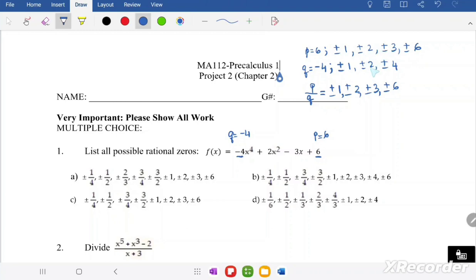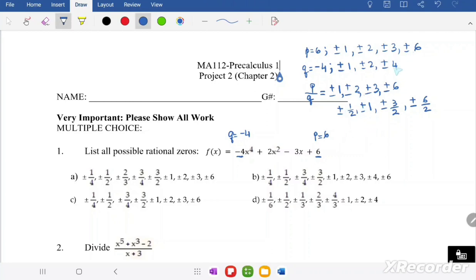The next set will be using plus minus 2 in the denominator. All right. So that would be plus minus 1/2, plus minus 1, right? Plus minus 2 divided by plus minus 2 is 1. Then plus minus 3 over 2, and then plus minus 6 over 2, right?